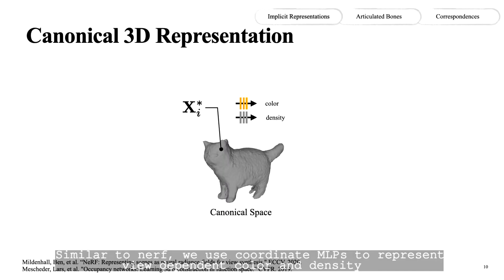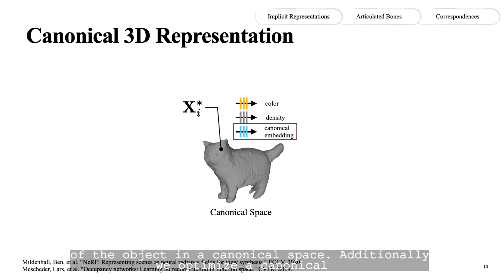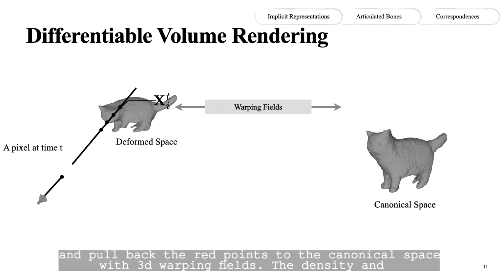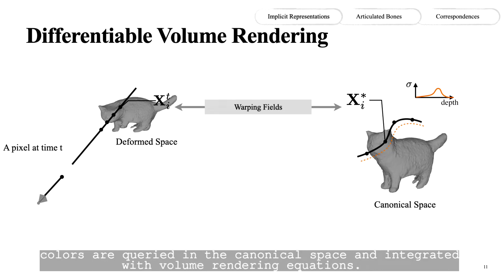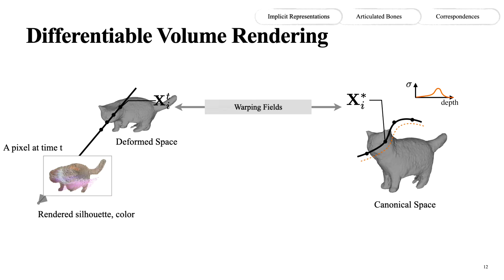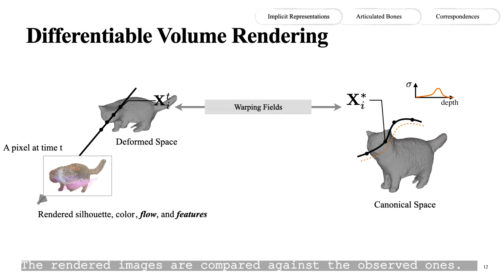Similar to NeRF, we use coordinate MLPs to represent view-dependent color and density of the object in a canonical space. Additionally, we optimize a canonical embedding that represents the view-independent features, such as semantics, which is crucial for finding correspondences over large deformations and viewpoint changes. To render color and object silhouette, we sample points along the ray in the deformed space, and pull back the ray points to the canonical space with a 3D warping field. The density and colors are queried in the canonical space and integrated with volume rendering equations. Besides silhouette and colors, we also render flow and appearance features. The rendered images are compared against the observed ones.